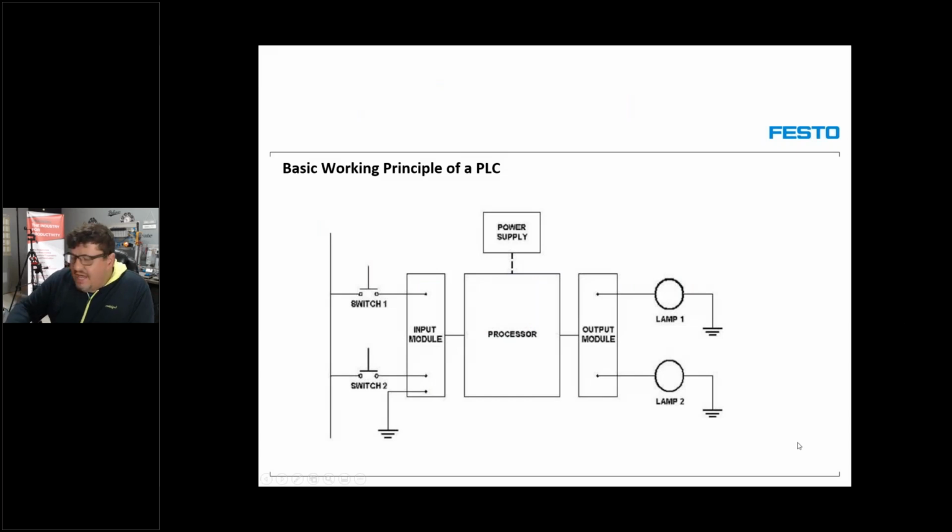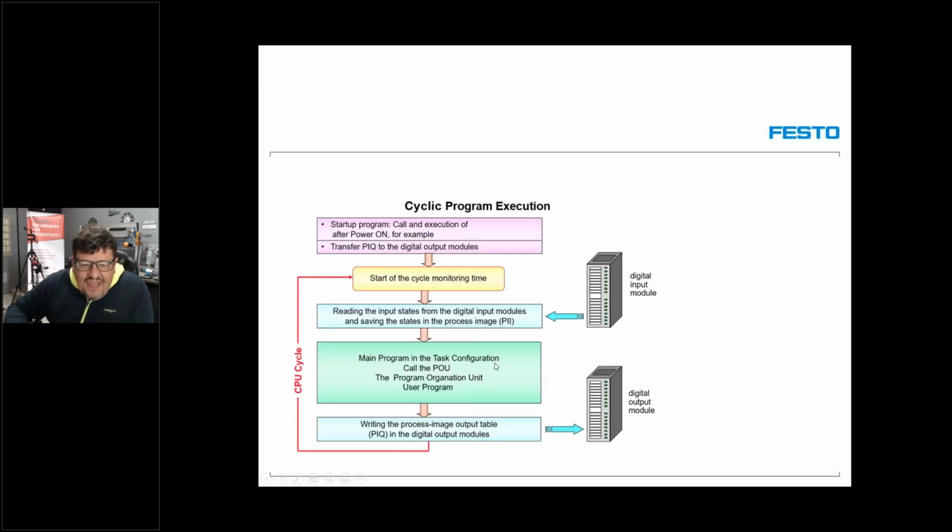Okay, I'm going to go to the next slide. Inside the PLC, guys, if I wire my digital inputs and my digital outputs into my PLC, internally inside the PLC, listen to what they say here. We see reading the input status from input modules and saving the status in the process image input table. Right here also, that is what we refer to as writing the process image output table.